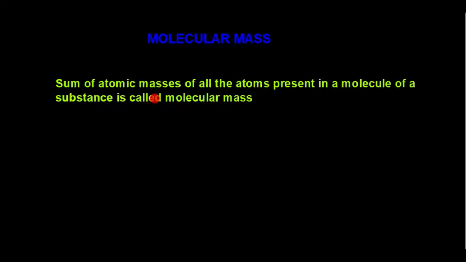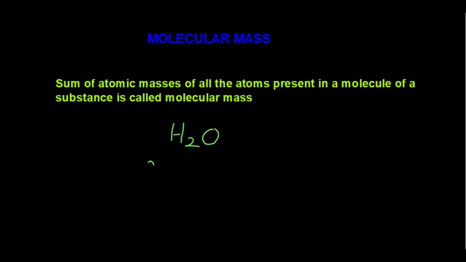For example, the molecular mass of water is 18 gram per mole. If you want to calculate the molecular mass of water, we must know what is the formula of water. H2O. This is the molecular formula of water. In this molecular formula, there are 2 hydrogen atoms and 1 oxygen atom.